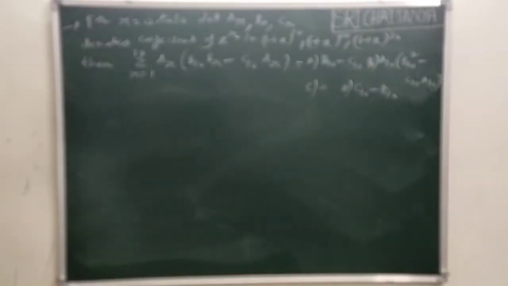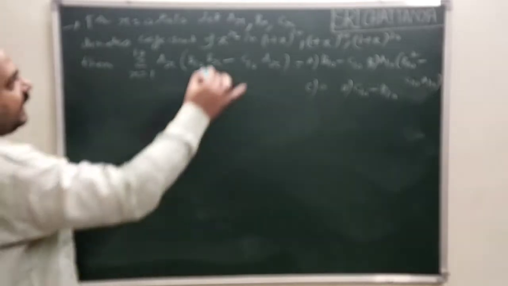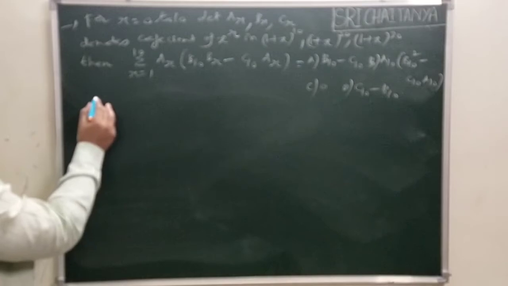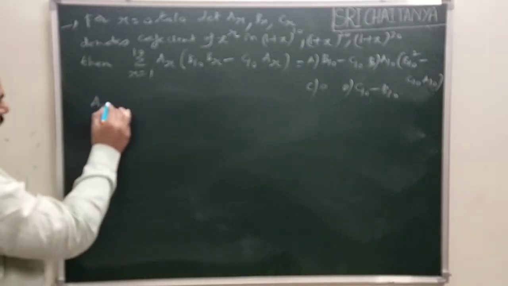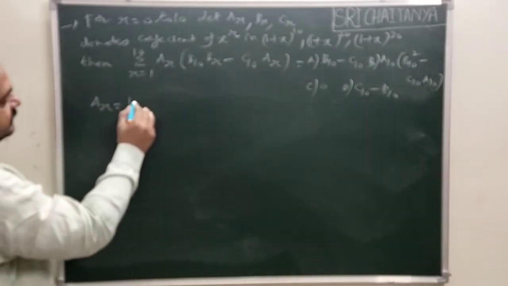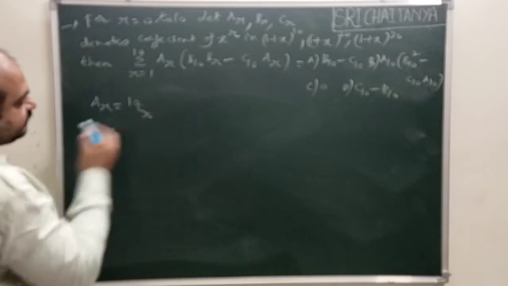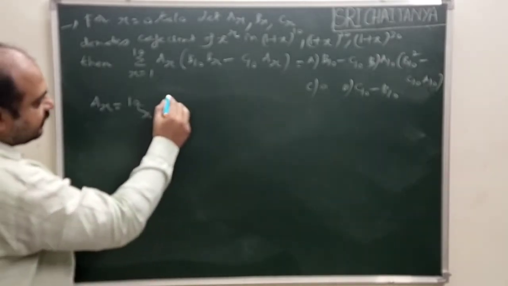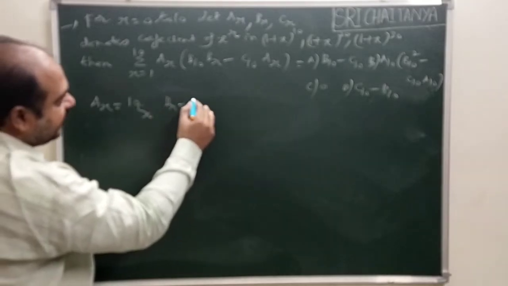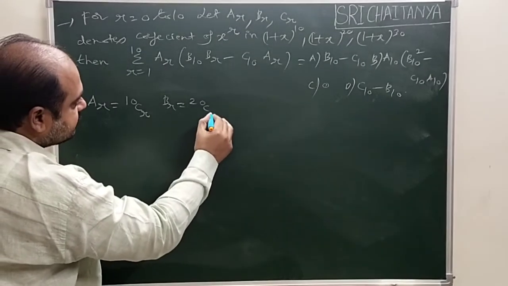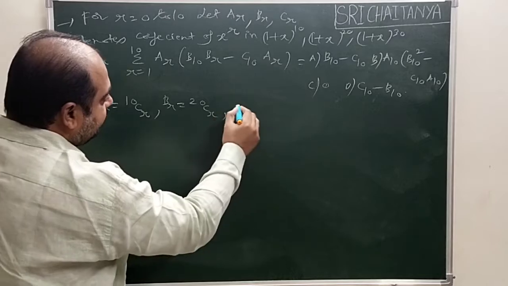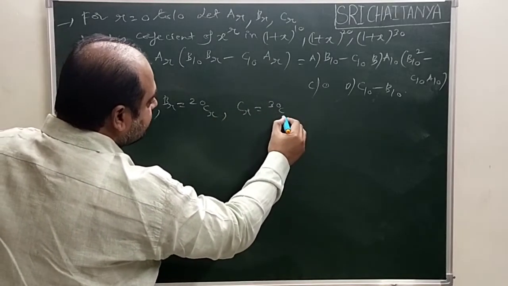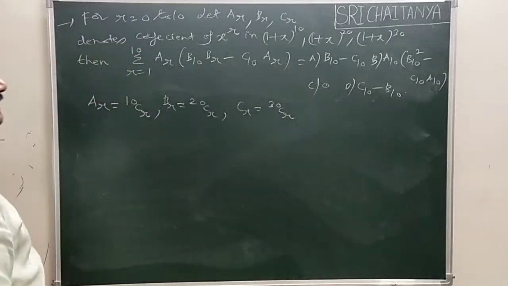Look at this. If you look at the problem, a_r is the coefficient of x to the power r in this. That means a_r is nothing but 10Cr, simply the coefficient of x to the power r. Next, b_r is the coefficient of x to the power r in that, that means 20Cr. And c_r is 30Cr.